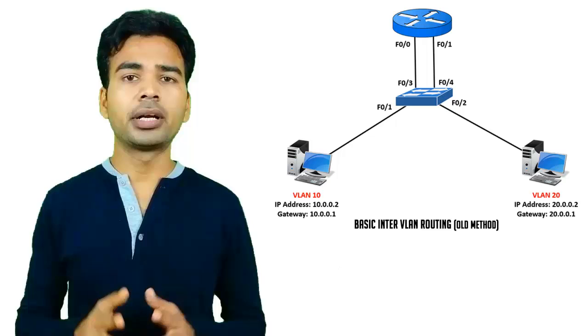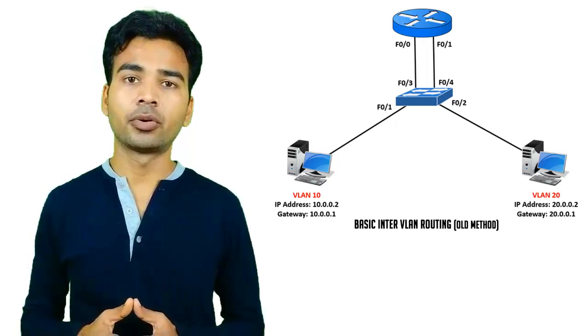Inter-VLAN routing is used to communicate between two or more different virtual LAN, and for this you need a layer 3 device called a router. There are three different ways to configure inter-VLAN routing. Number one is the normal method, which is also called the old method of configuring inter-VLAN routing.